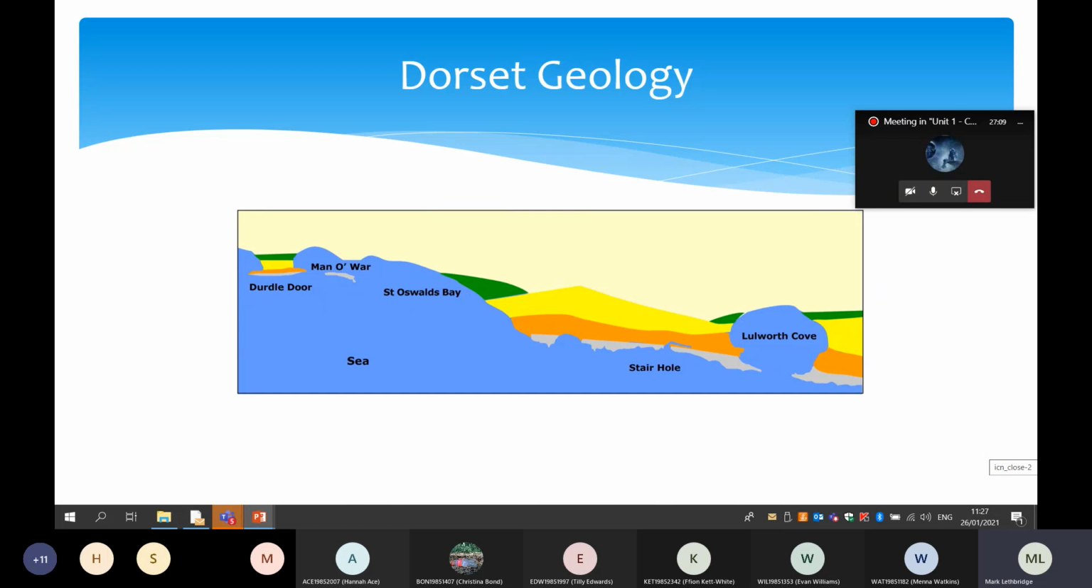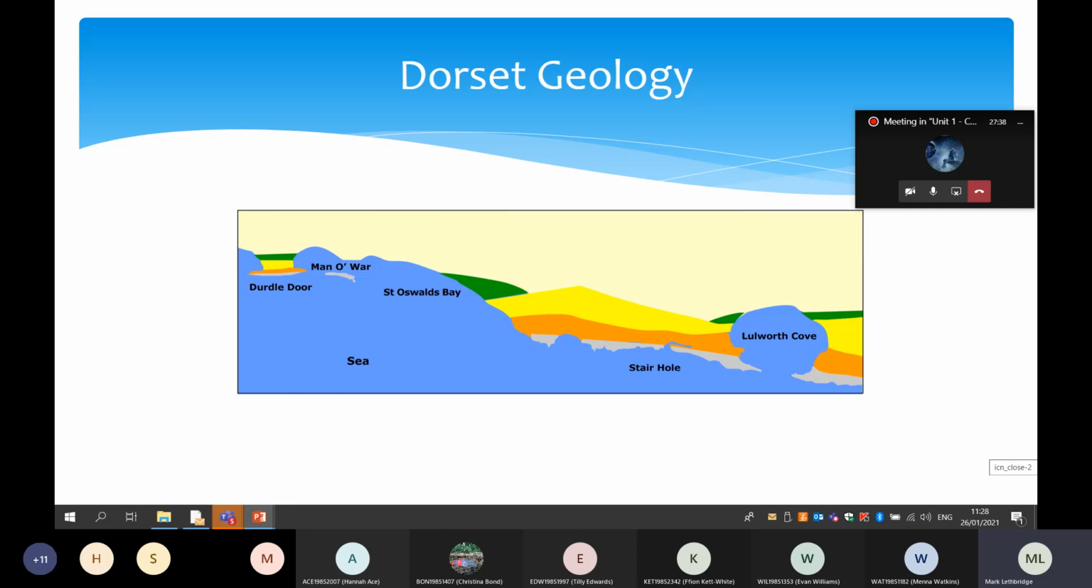Now, the way that this coastline now looks is all to do with the erosion of this concordant coastline. It's given us lots of strange little features like Durdle Door itself, a place called Man o' War Bay, and also Lulworth Cove and Stairhole further along the coastline, because of the fact that this is a relatively unusual little coastline.